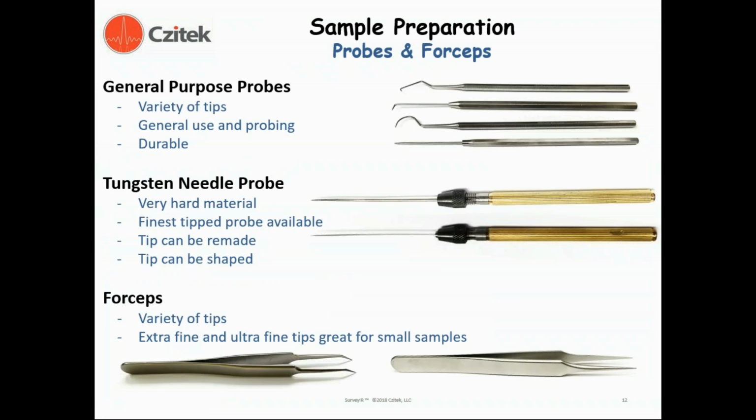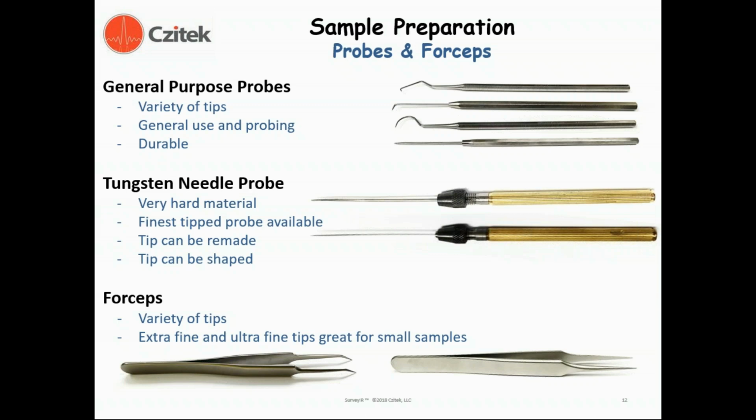Probes and forceps are indispensable in moving and manipulating samples. Moving and manipulating samples sounds like a daunting task, but you can manipulate samples as small as 10 microns or even less with the appropriate tools. One of the main things in manipulating smaller samples is the fineness of your probe or your forceps. The finer the tip, the smaller the sample you'll be able to manipulate.